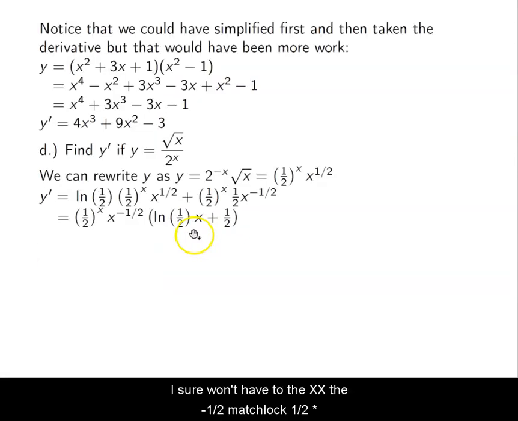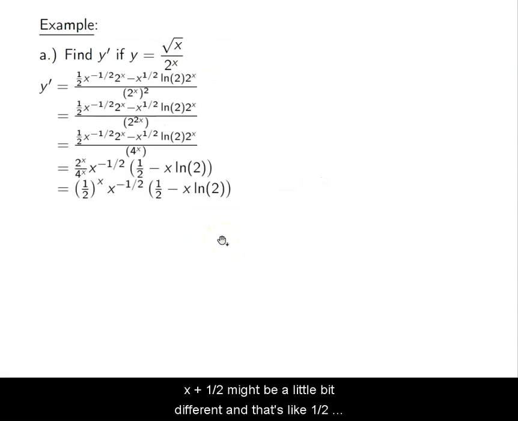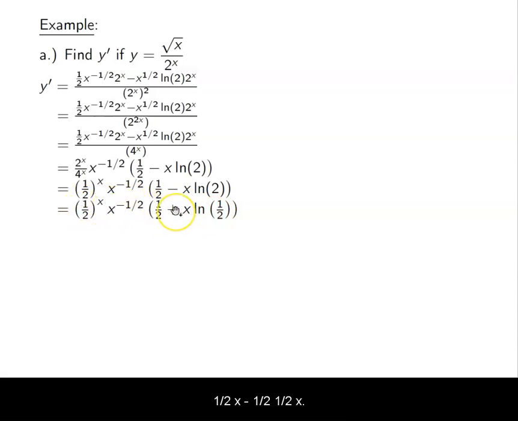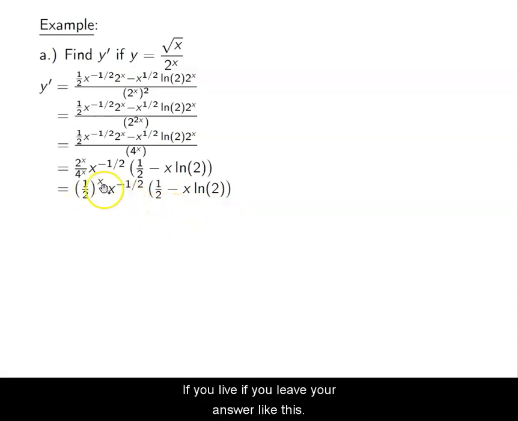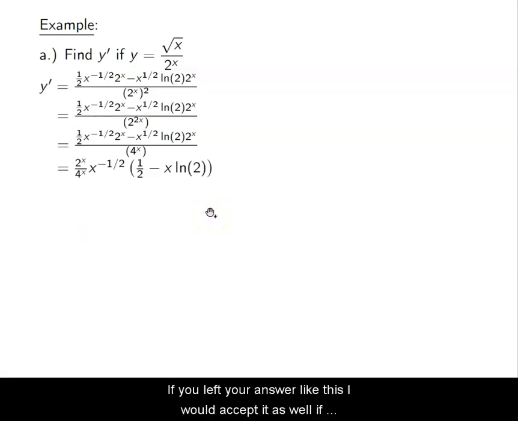Come back here: 1/2 to the x, x to the negative 1/2, natural log 1/2 times x plus 1/2. So it's the same thing. The order might be a little bit different. If you leave your answer like this, I would accept it. Obviously, this is a fine answer as well. If you left your answer like this, I would accept it as well if you simplify this part.